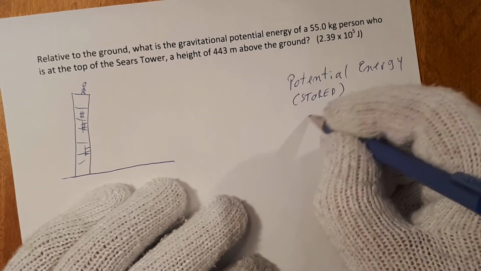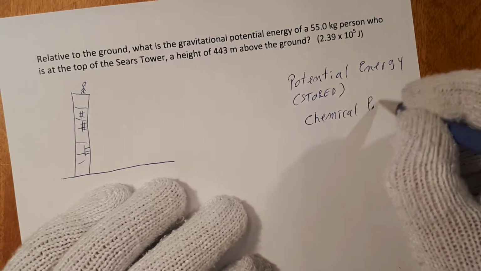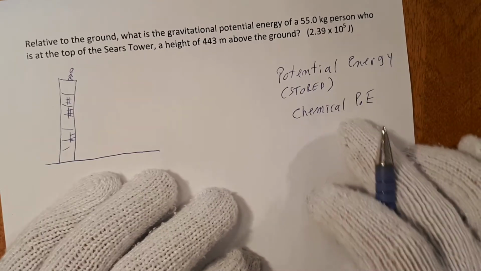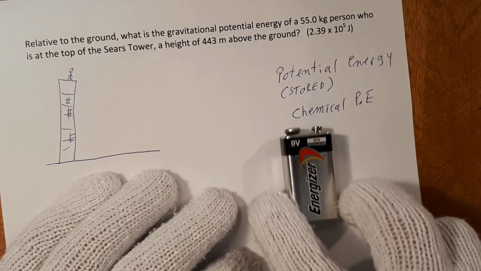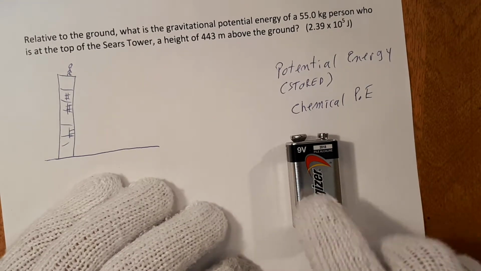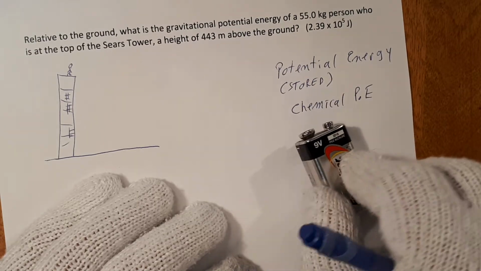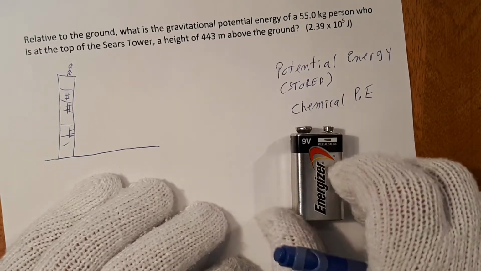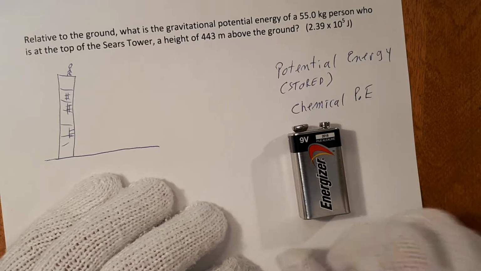Now there is chemical potential energy. This is stored energy in a battery. So it's stored and it's just ready to be used. Of course, what's going to come out is electricity, but that electricity is generated by a chemical reaction inside.